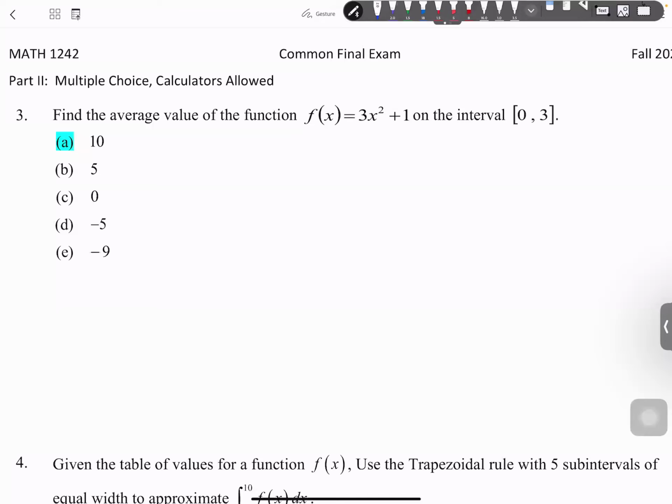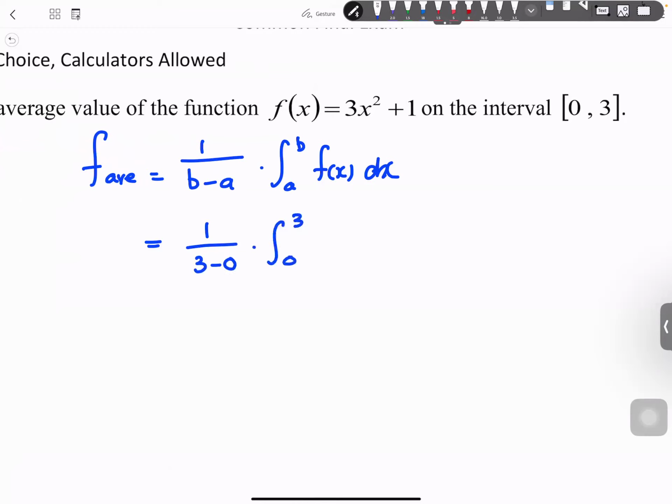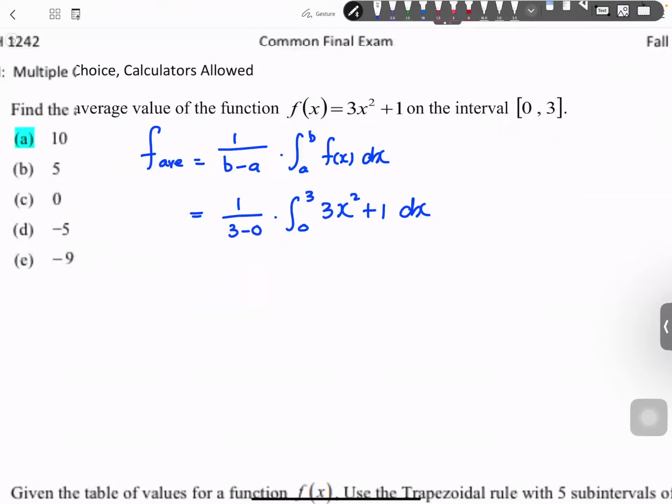You should know the average value formula. The average value formula says that the average value of a function on an interval [a, b] is going to be 1 over b minus a times the integral from a to b of that function. All right. So for our problem, this will be 1 over 3 minus 0 times the integral from 0 to 3 of 3x squared plus 1 dx.